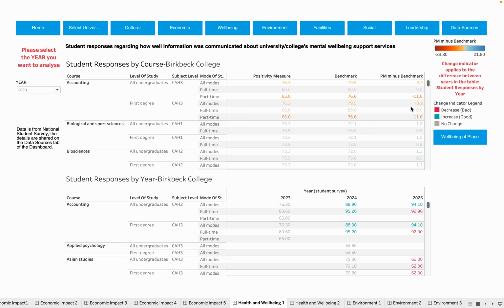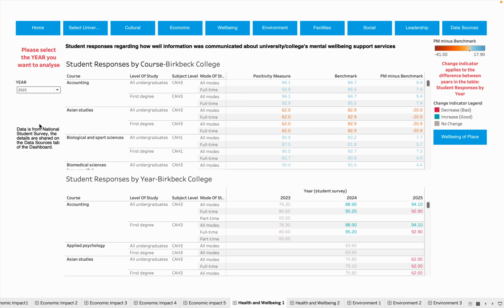And for accounting, the number seems to be slightly lower. Let's see if there's an increase in 2025. And yes, there seems to be an increase, and it seems like things have improved. But now there's new data here that wasn't there before regarding Asian studies.